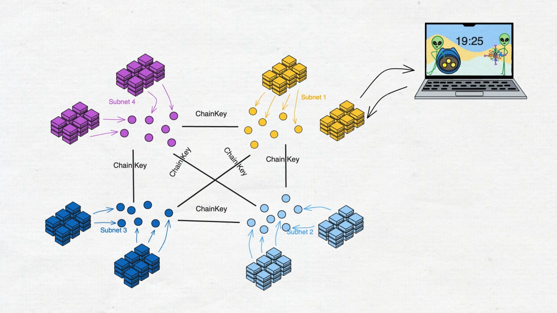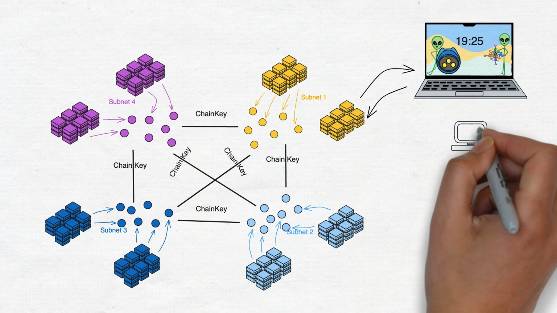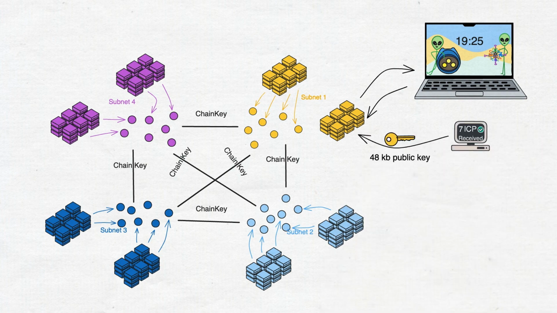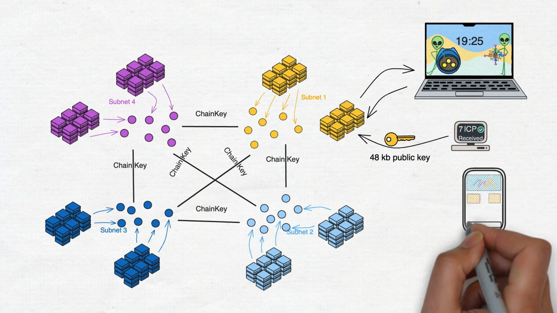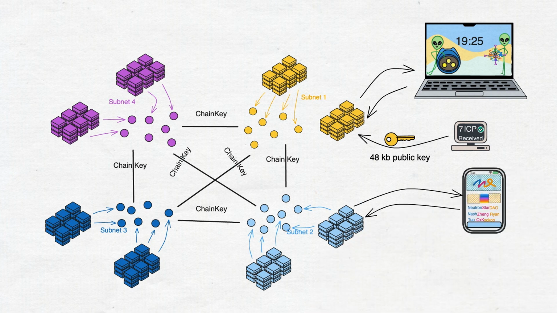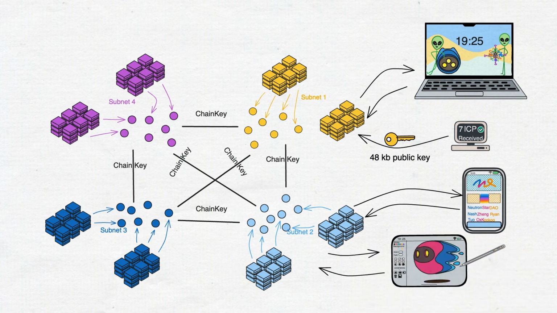Each subnet has a public key of only 48 KB in size. Anyone can verify whether the received message is sent from the IC network and whether it has been tampered with. Various IoT devices and other blockchains can also verify information from IC.